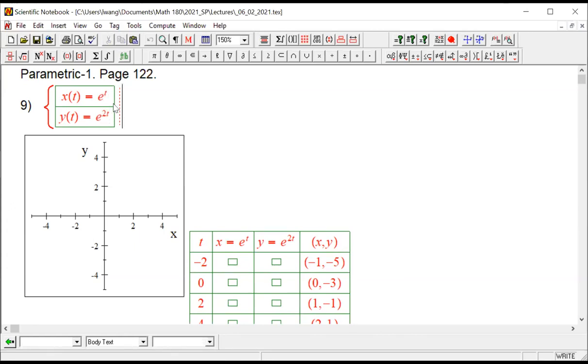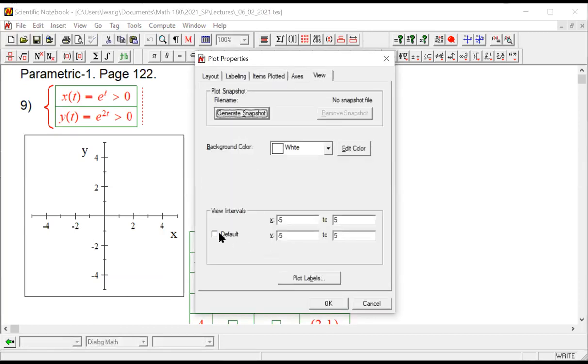But what's more interesting is that we know e to the power anything is always positive. So this is always positive, and this guy is always positive. So our points will not be in the other quadrants, but only in the first quadrant. Do you guys see that? Just because your x coordinates and y coordinates will always be positive for any t.